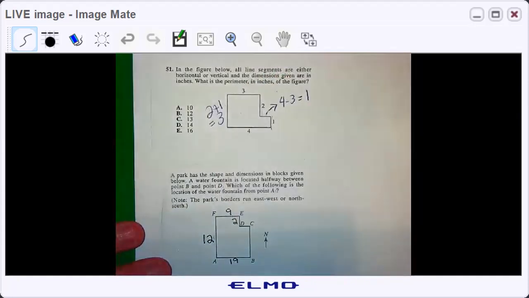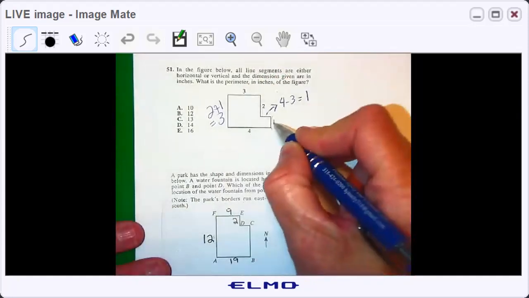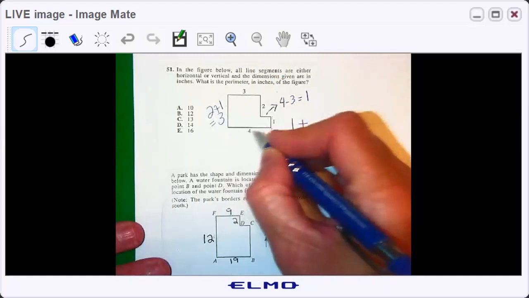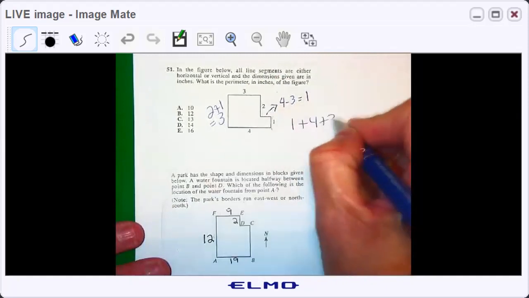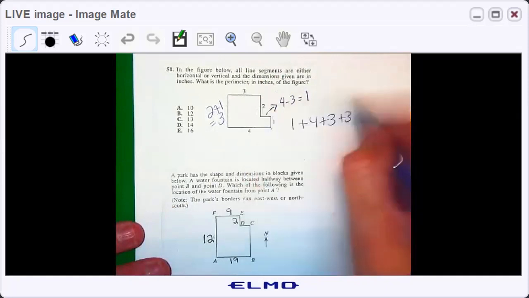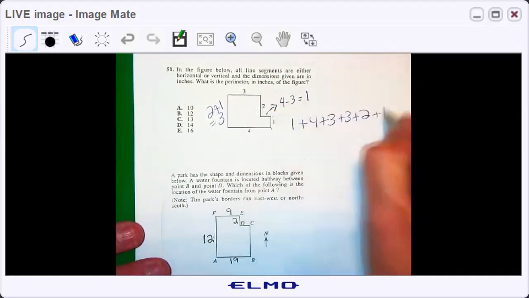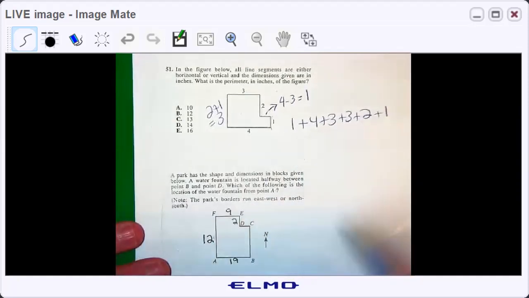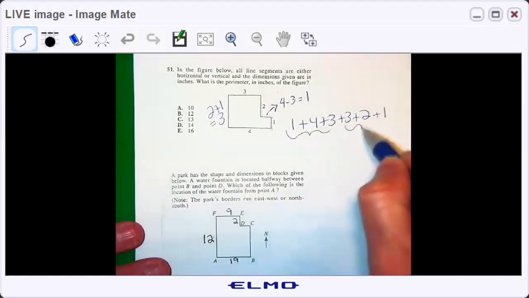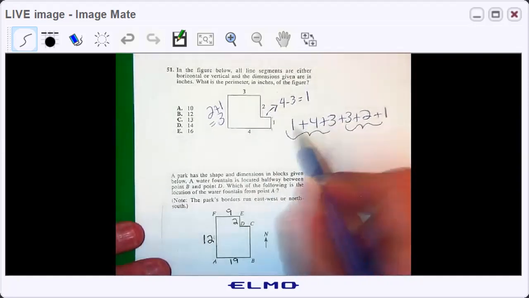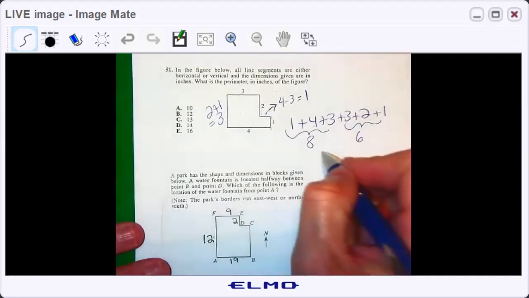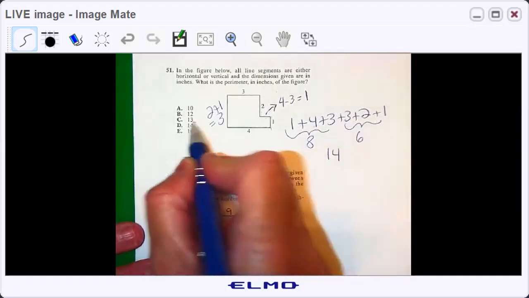Now you just need to add up those 6 numbers. Doesn't matter where you start. I'm just going to start right here at this first number and go around clockwise. 1 plus 4 plus 3 plus another 3 plus 2 plus 1, and we should be done. 6 sides, 6 numbers. And then because addition is commutative, you can really combine these numbers any way you want. I'm just going to take them 3 at a time and 3 at a time. 4 plus 3 plus 1 is 8. And 3 plus 2 plus 1 is 6. Those added together make 14. So the choice was D.